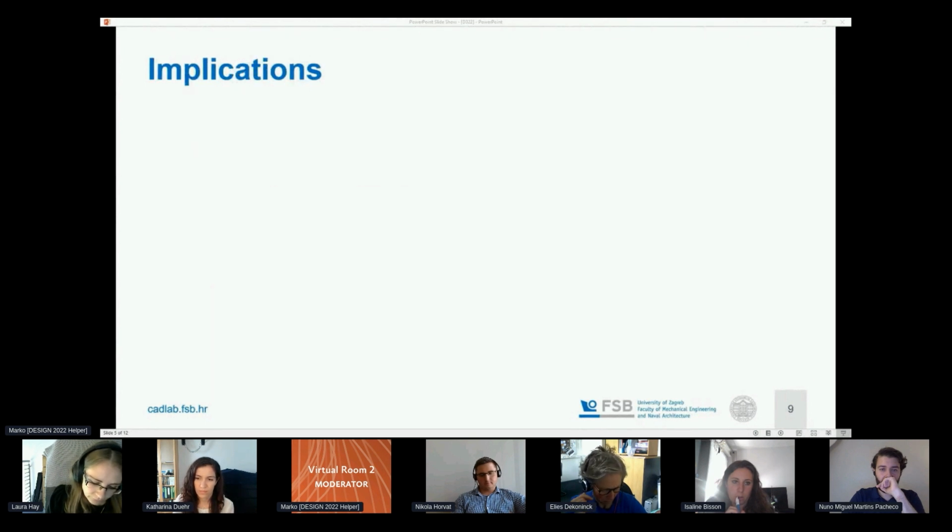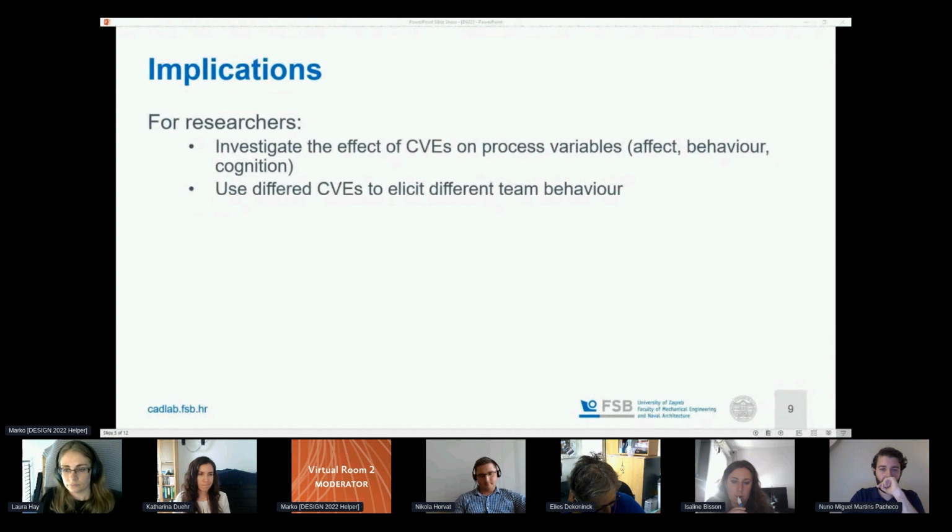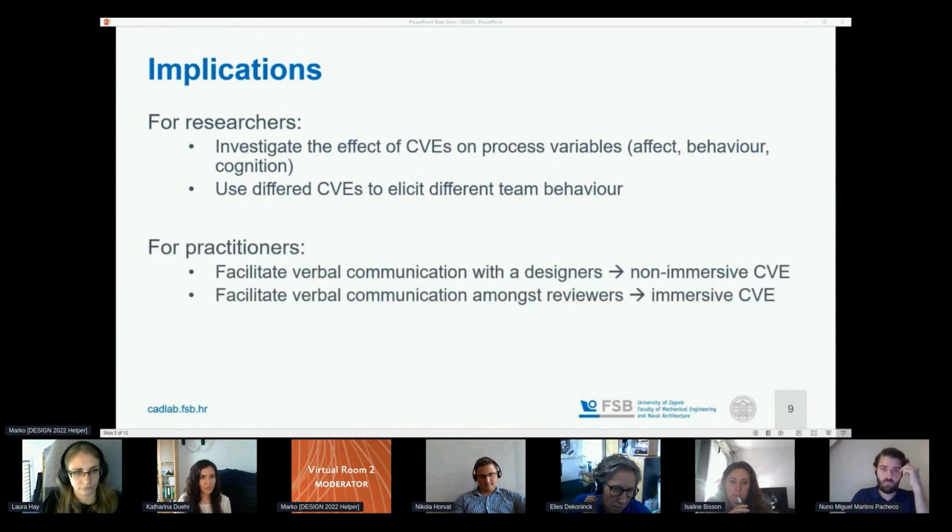With these findings, several implications for researchers and practitioners exist. For example, researchers have information that technology affects process variables in team-based design review, and that they can use different environments to understand some design review aspects. This may really help to move the field forward, as anyone studying reviews knows that there is not much work about them. Practitioners could use this finding to help them decide which tool to use. If they want to facilitate verbal communication with a designer, they should use non-immersive environment.